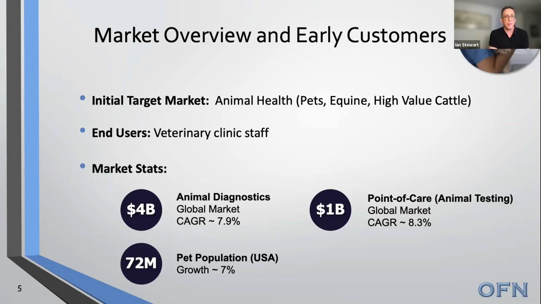The animal diagnostic space is actually pretty large. It's about a $4 billion market. It's growing quite rapidly, about 8% a year. The pet population is obviously large, and annually there's about 7% growth. So that's also high growth. People are starting to do more work with their pets for very custom work. They tend to care about their pets quite a lot.